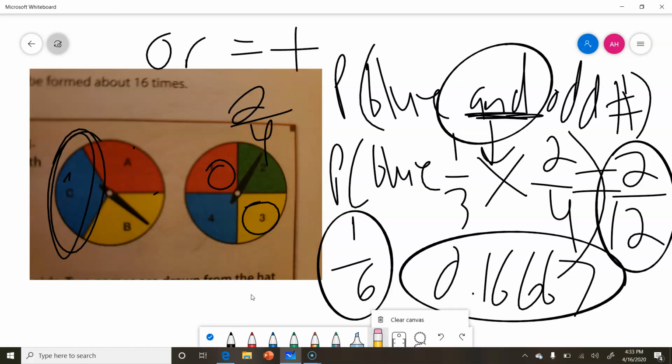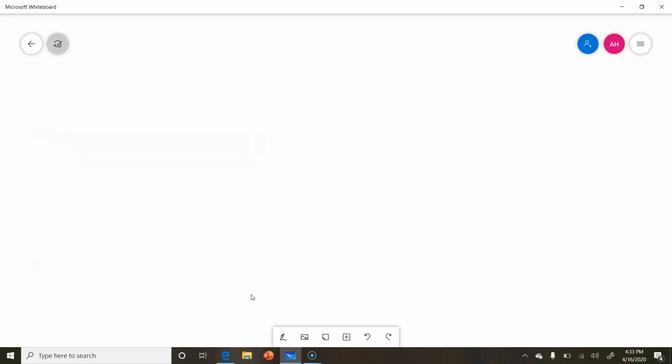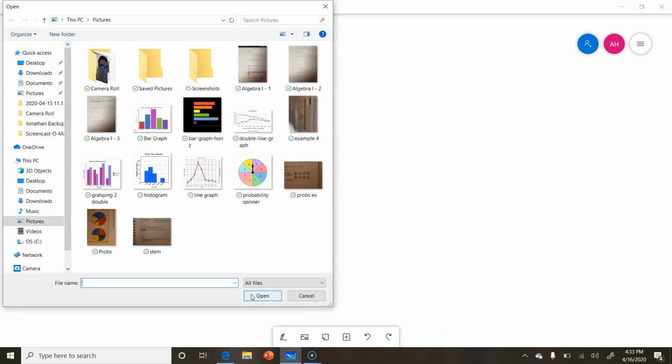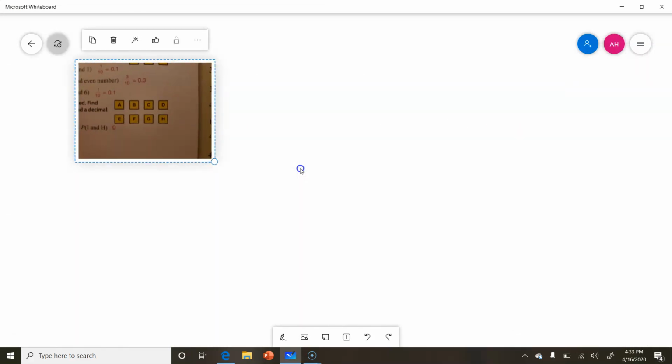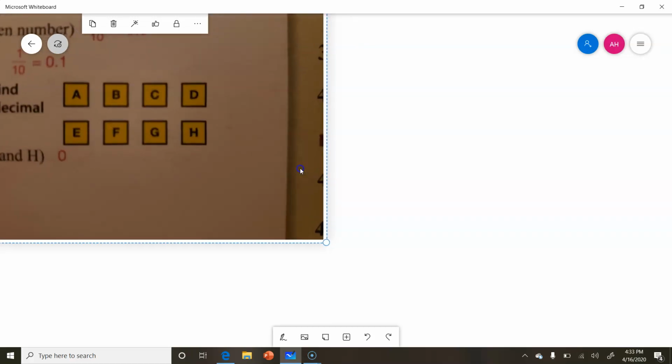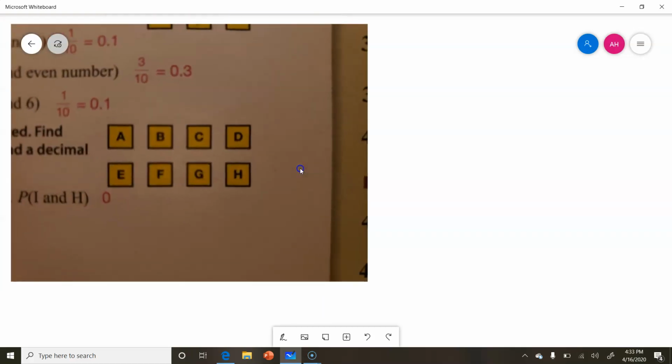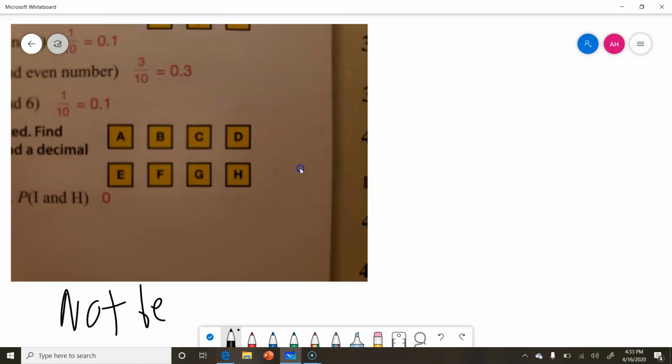Okay, so let's look at one of the ones that will be on your homework, and that is this one right here. Okay, this example is in your homework. This is number 31. So this will be covered in the homework. Now, what they say on this, and this is the key part, is that the tiles will not be replaced.